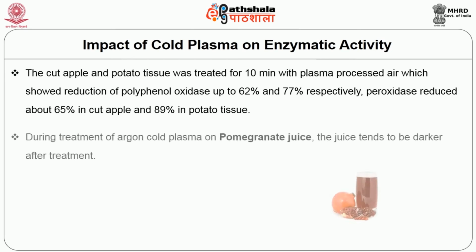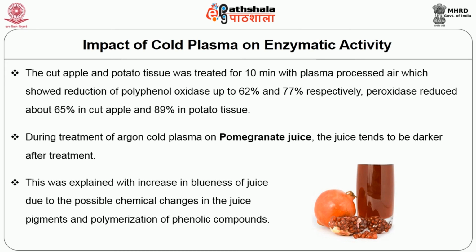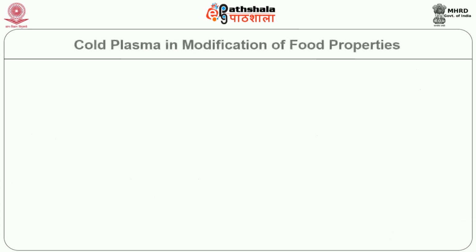tissues. During the treatment of argon cold plasma on pomegranate juice, the juice tends to be darker after treatment. This was explained with increase in blueness of juice due to the possible chemical changes in the juice pigments and polymerization of phenolic components.